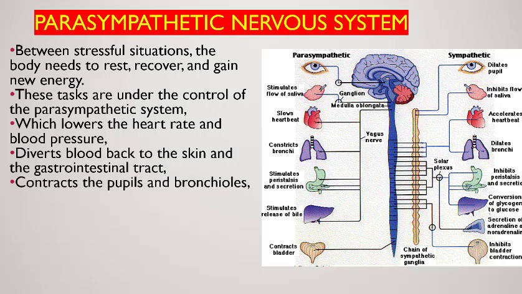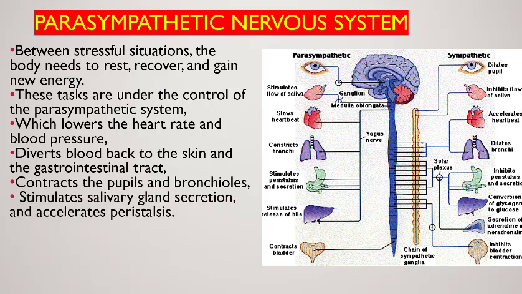It contracts the pupil and bronchioles. So in sympathetic activity, the bronchioles are dilated and the pupil is dilated. In parasympathetic activity, the pupil contracts and the bronchioles are also contracted.